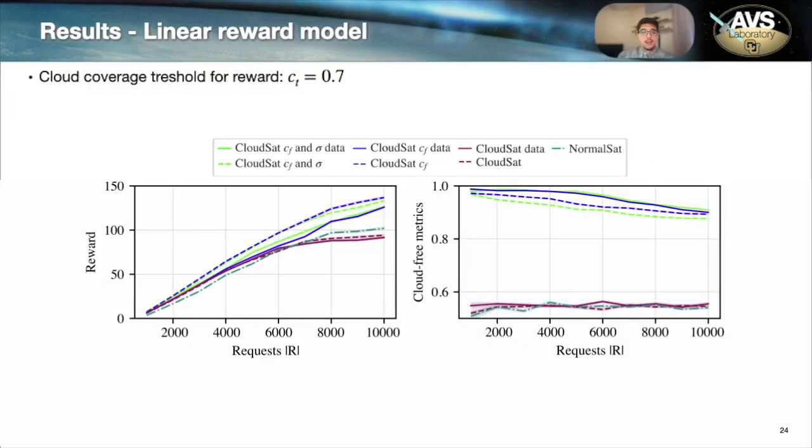Now, comparing the results for the linear reward model, they are actually very similar to the binary reward case. One of the main differences here is that the dashed lines, which are agents trained with the stochastic model, outperform agents trained with historical cloud data. And that happens because we are introducing more variability and different scenarios. We are exposing the agent to more diverse cases during training using the stochastic model when compared to historical cloud data. Still, the agents trained with historical cloud data have better results in terms of cloud-free metrics.